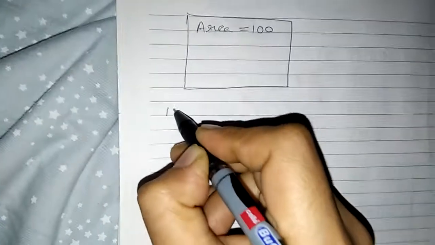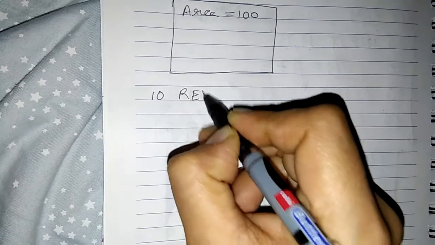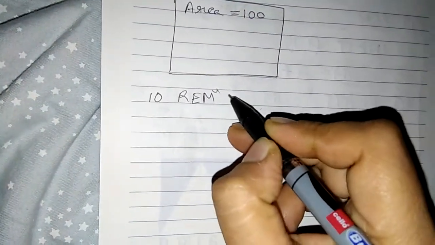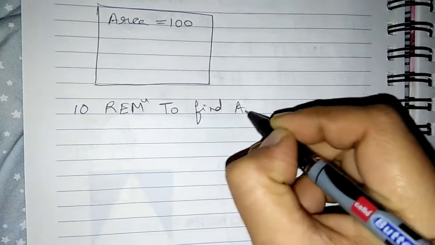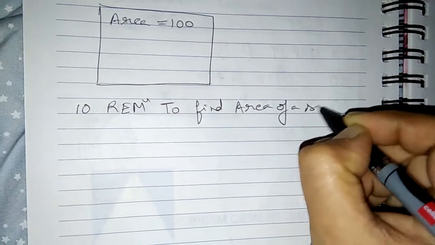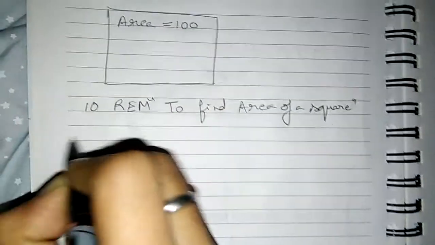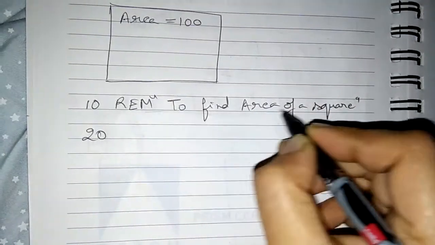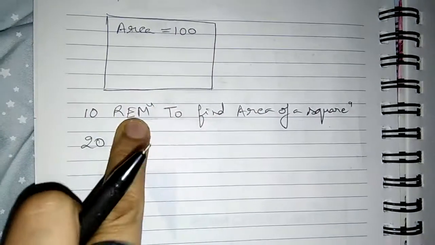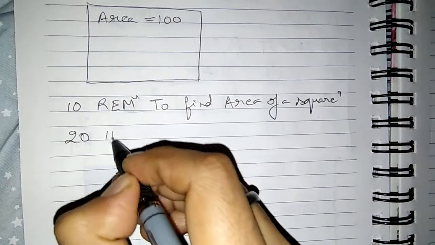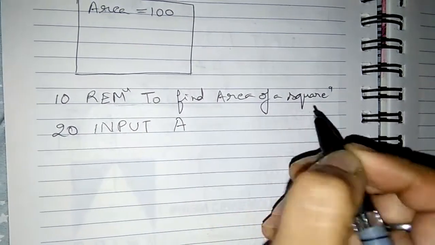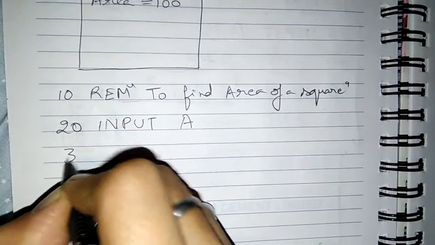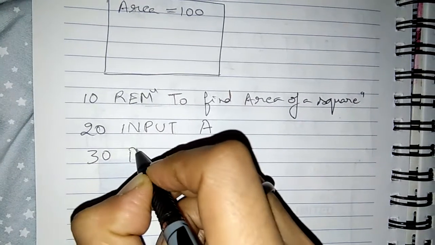Now I can write the above program using input statement also. First I will write the rem statement. It's a good practice to write comments, to find area of a square. This statement will be totally ignored by the computer because this is a comment statement. Then I will write the input part using the input statement, and I will write input A, that is the side. Then I will write the process part.